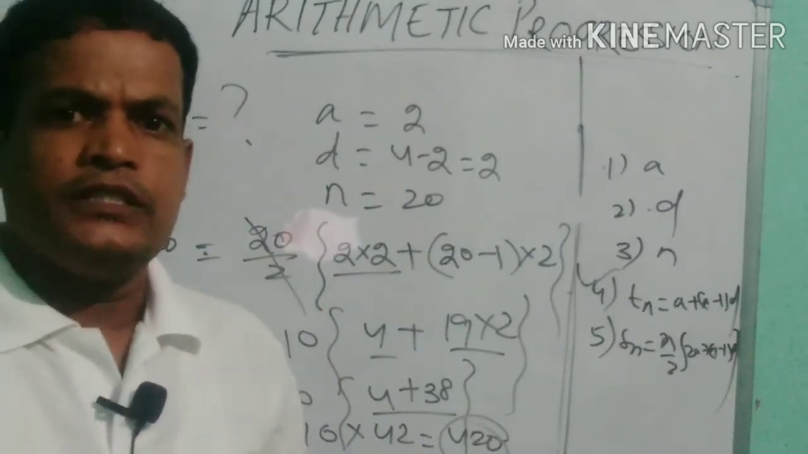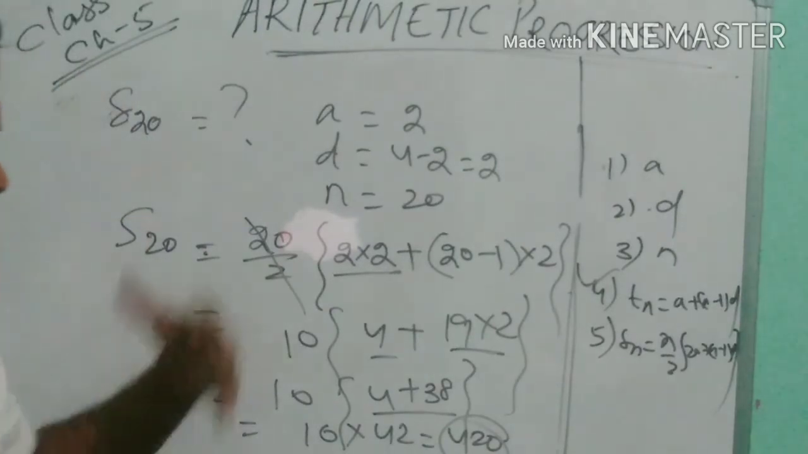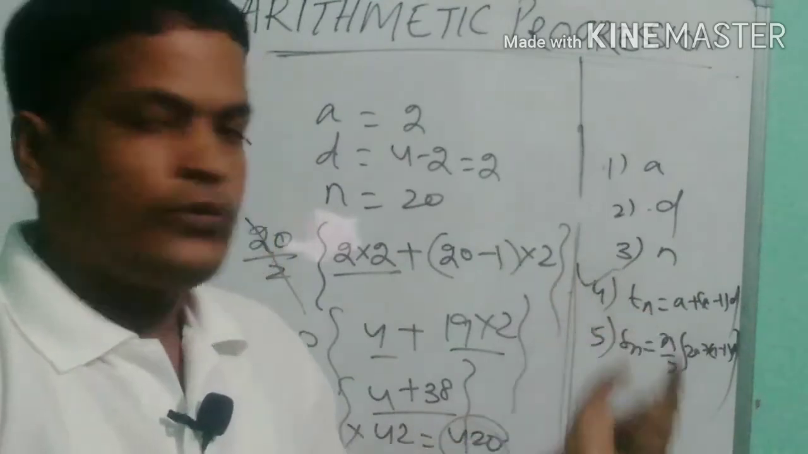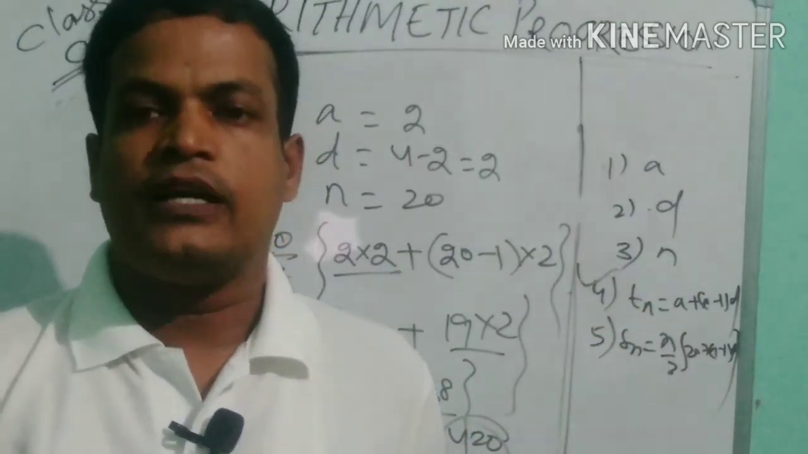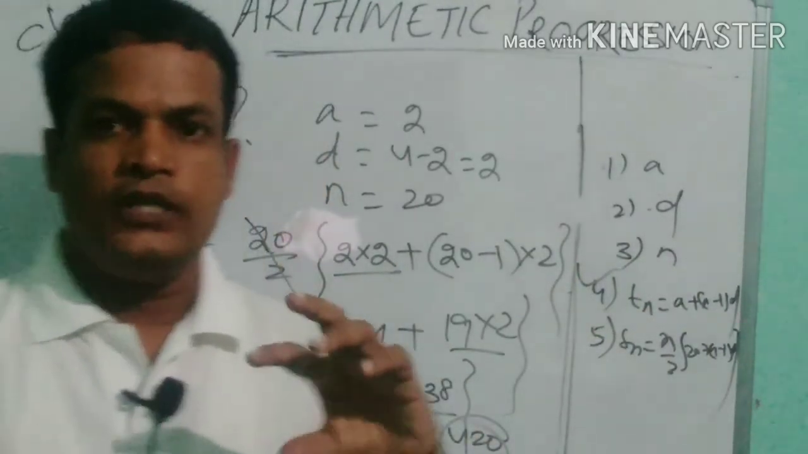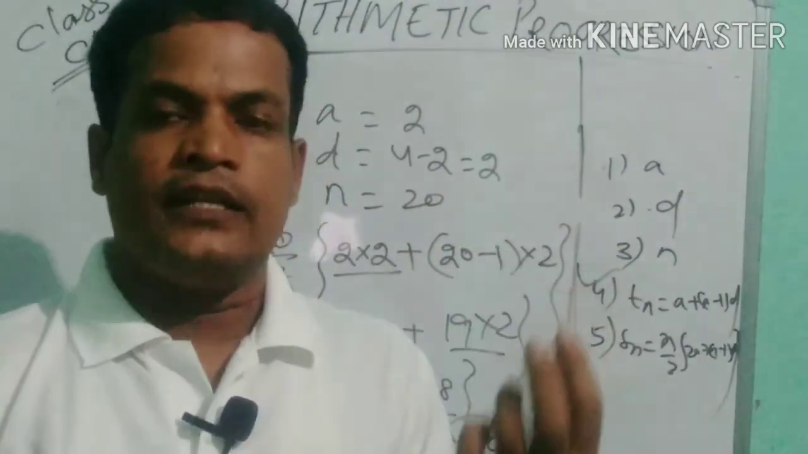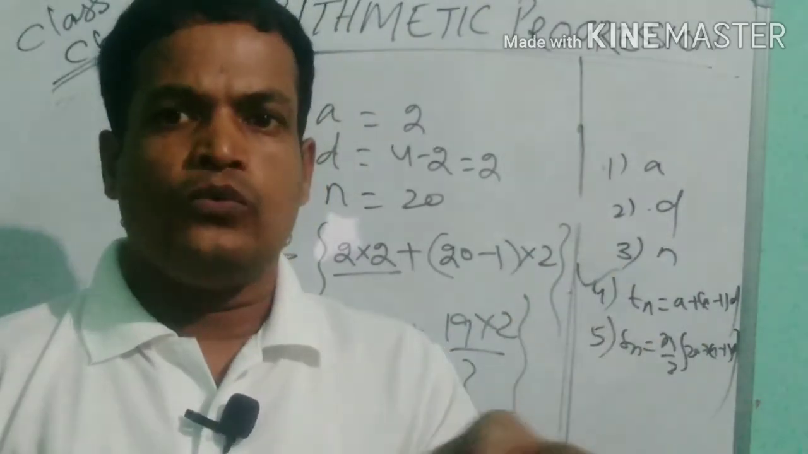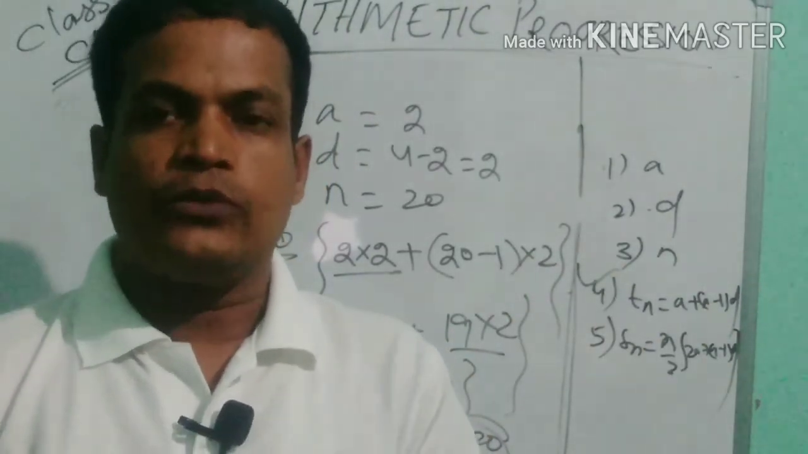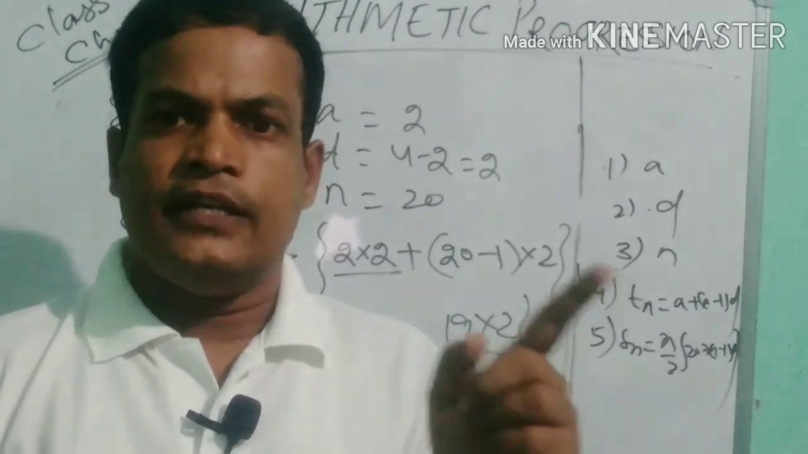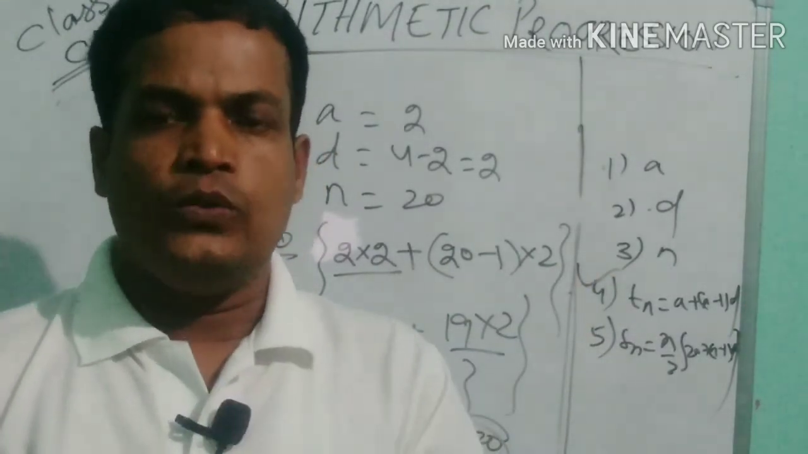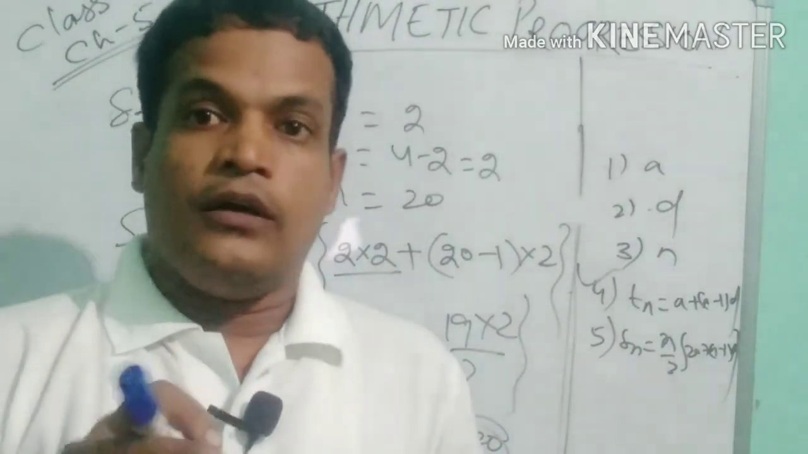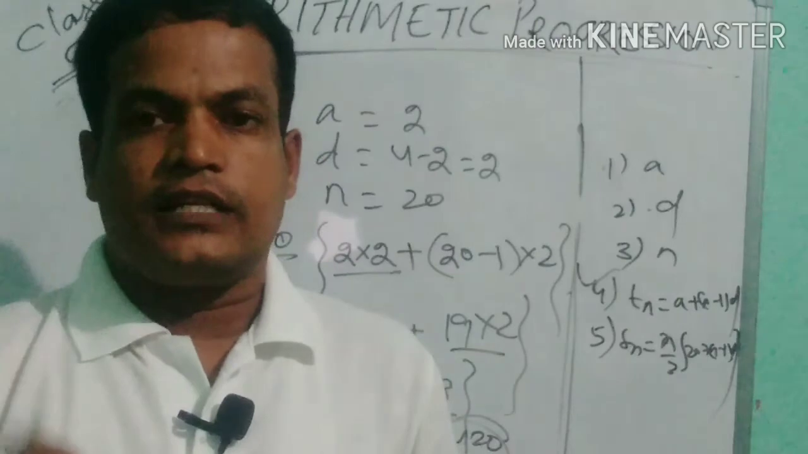This is another type of question. And this is the first part of this video, and we got two formulas. Tn is equal to a plus (n minus 1) into d, number one formula. And number two formula is to find the sum of a given number of terms: Sn is n by 2 whole into (2a plus (n minus 1) d). Otherwise, in short, we can write n by 2 times (first term plus last term).